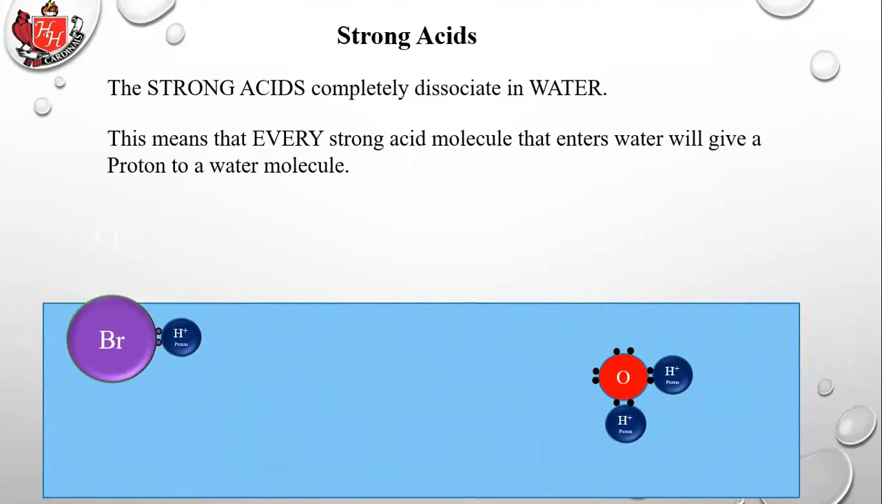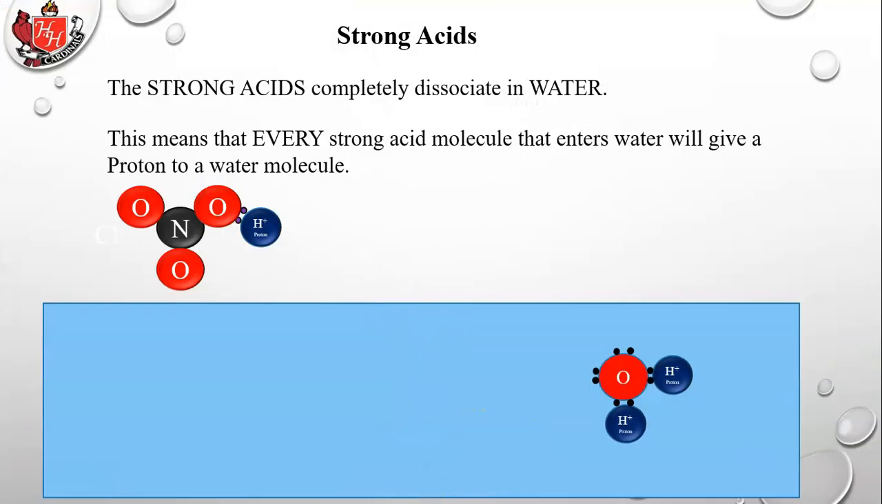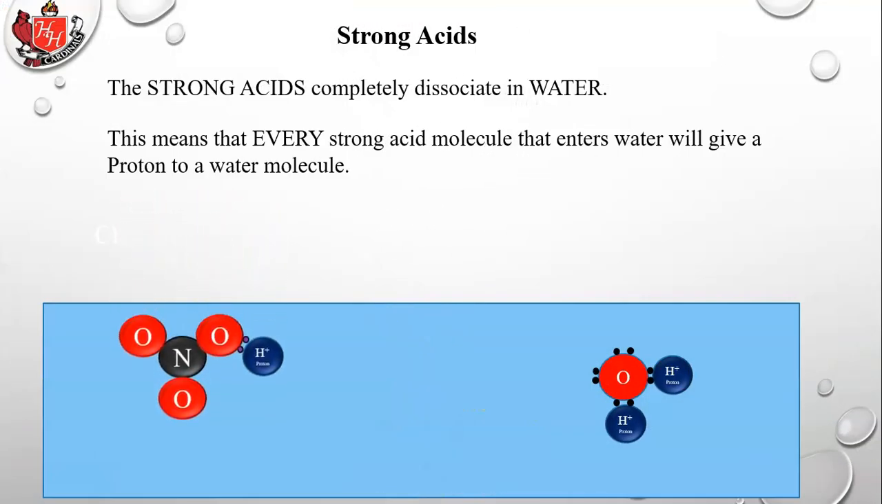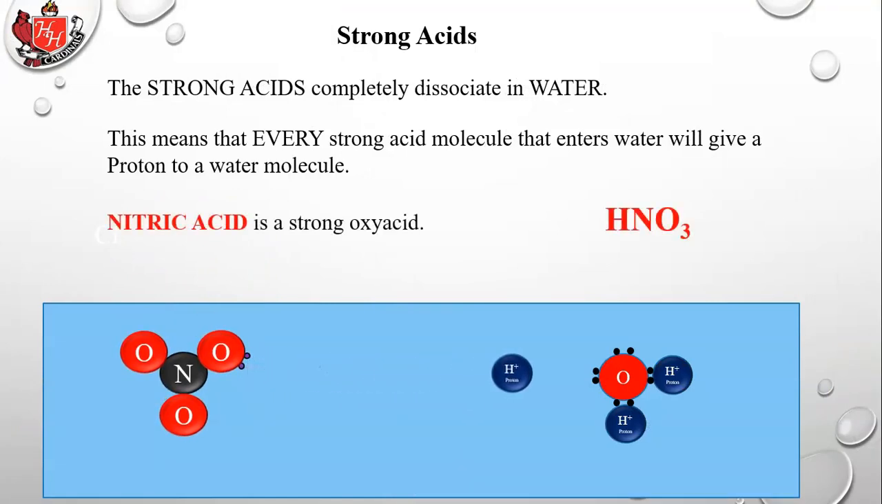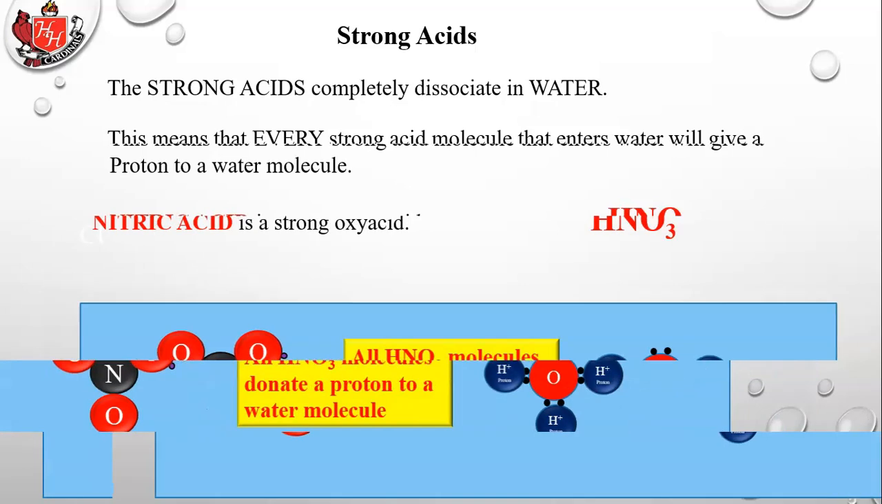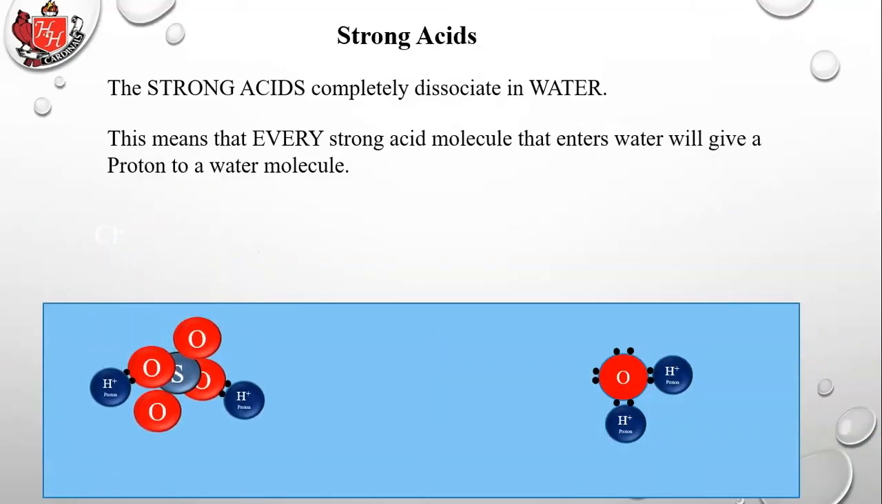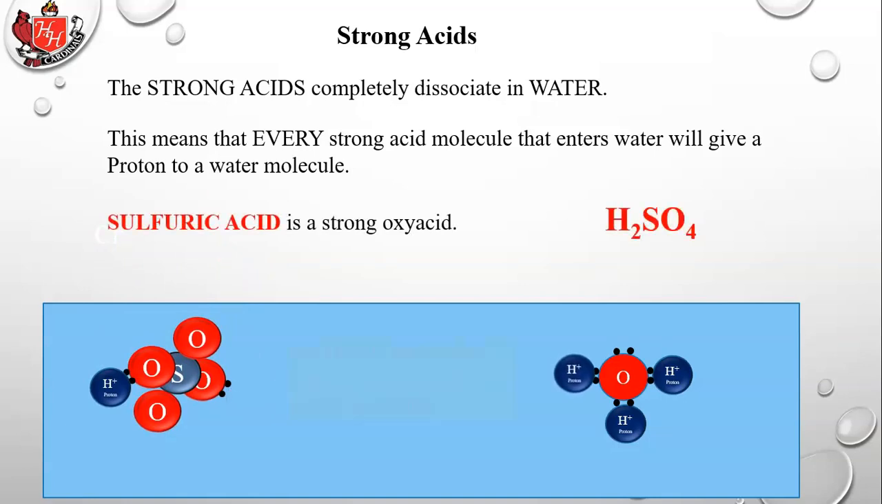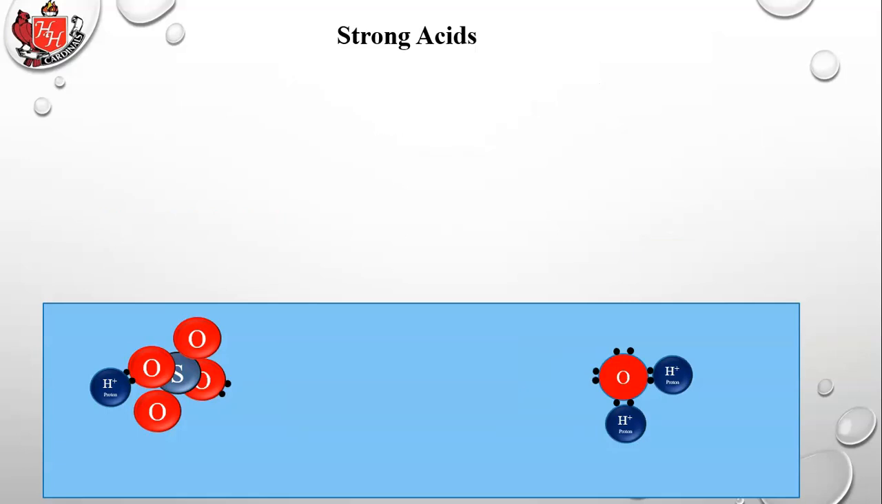There's hydrobromic acid, and it's going to give away its proton. There's nitric acid, and it's going to give away its proton. Okay, here's sulfuric acid. Now notice it has 2 protons. So sulfuric acid is H2SO4. All H2SO4 molecules donate a proton to water.